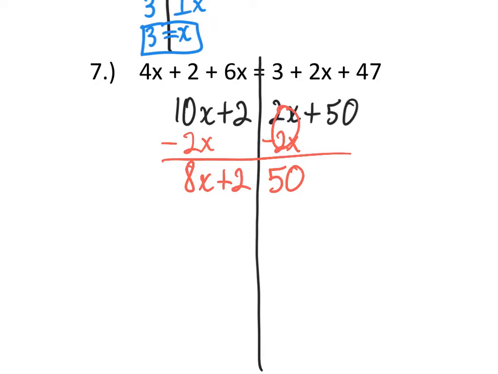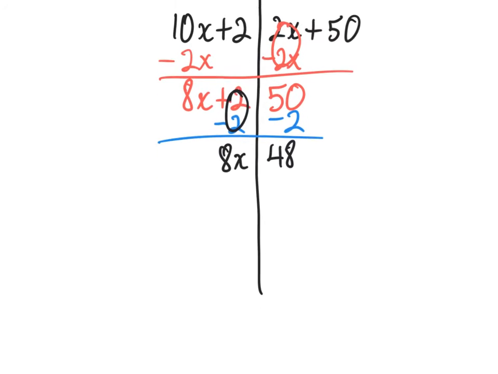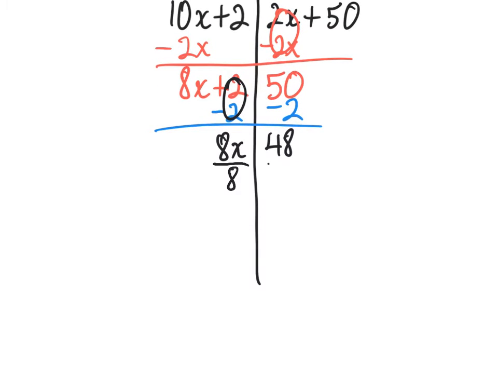So what do we do now? You could subtract 2. Subtract 2 from both sides. This zeroes out. 8x plus 0 is what? 8x. Over here, 50 minus 2, 48. Divided by 8. Okay, we're going to divide both sides by 8.